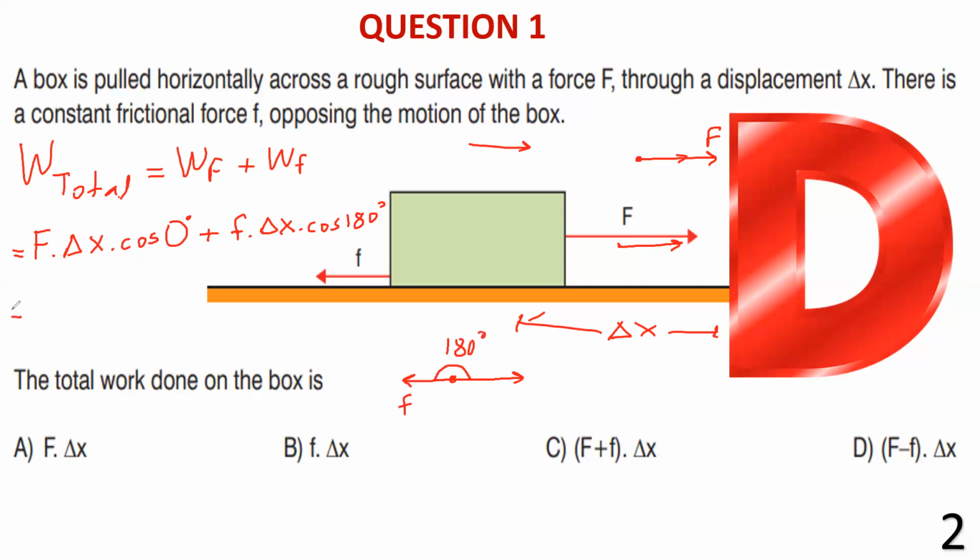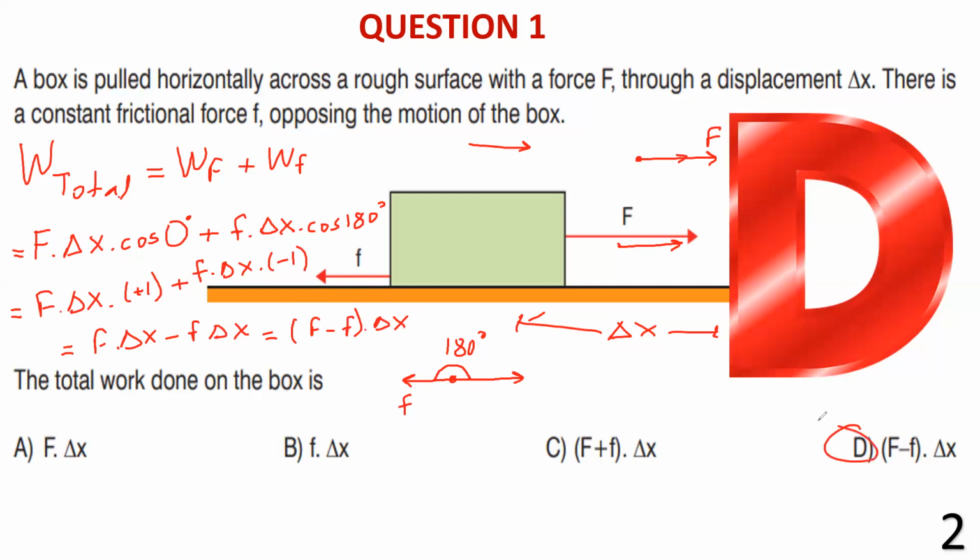When you calculate this, F times delta x, and we know cos 0 is plus 1, and plus friction force times delta x times cos 180, which is equal to minus 1. You can write F times delta x minus F times delta x. I'm just using this minus 1 with plus 1. Then you can take F minus friction force, times delta x. As you see, our answer is D. This is our option 1 using the work formula.